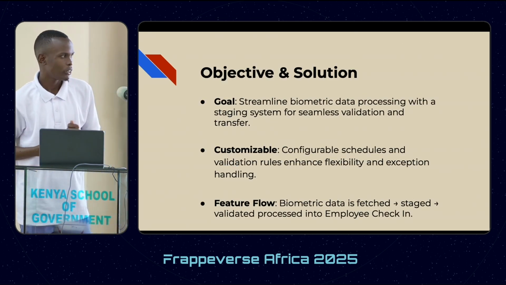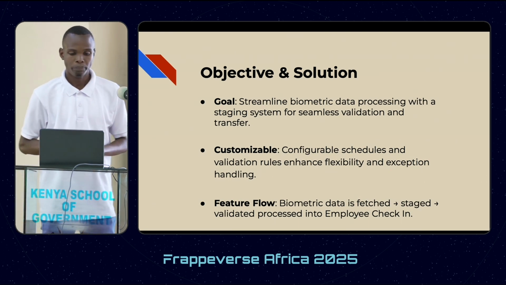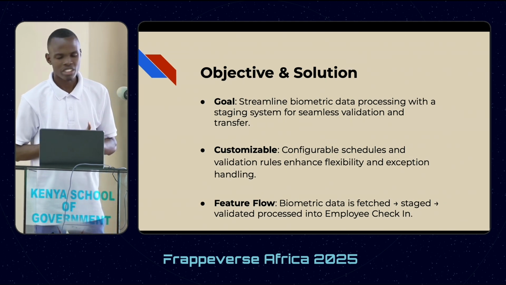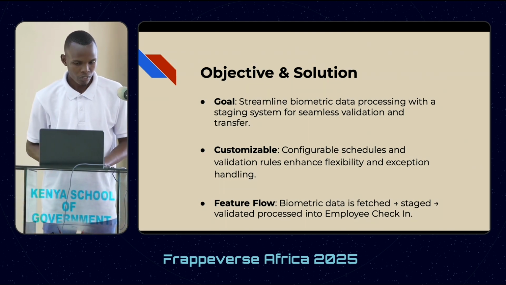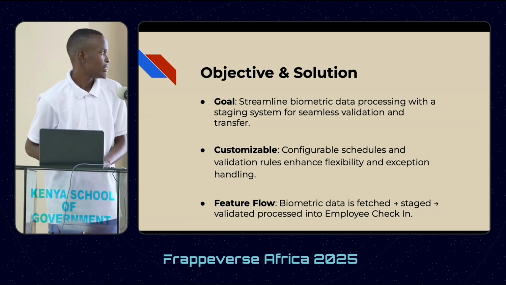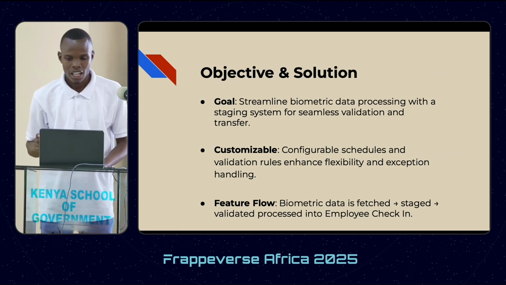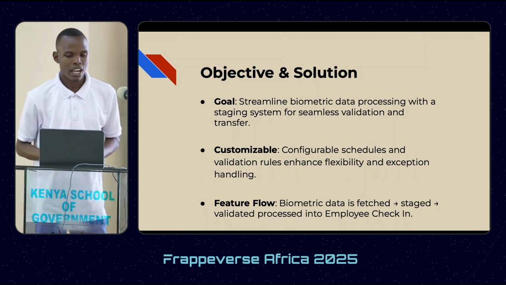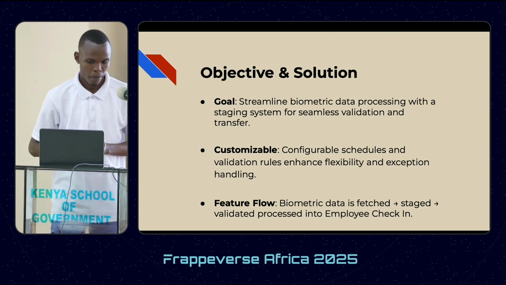And so, what are the objectives and solutions to this? First of all, what is our main goal? Our main goal is to streamline the biometric data processing to FRAP-HR, and we have come up with a solution which has configurable schedulers that help in validating the data and handling exceptions well.